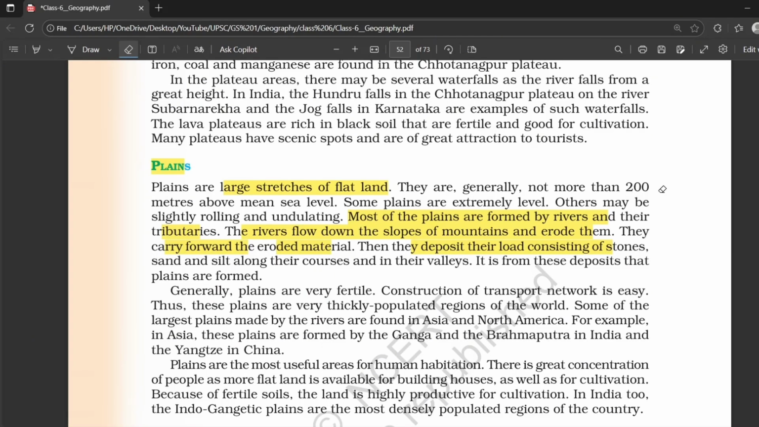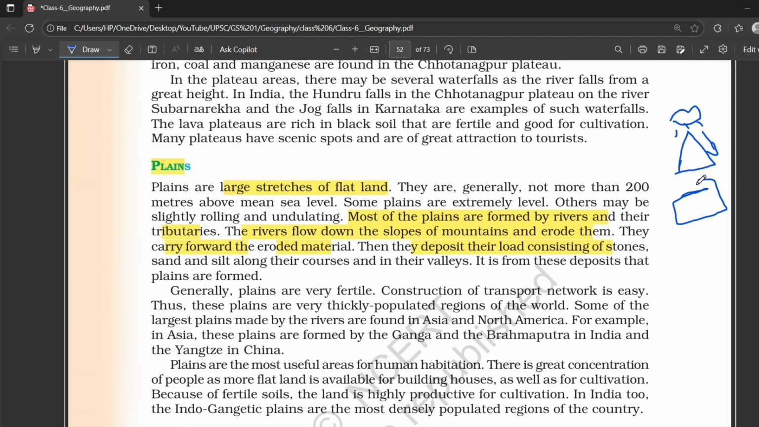For example, suppose this is a mountain. When it rains, the rivers start flowing down the slope. While flowing, they erode rocks and soil from the mountain. The river carries the eroded material, for example, mud, silt, sand, and pebbles. When the river slows down in the lower areas, it deposits the material it carried. Slowly, these deposits build up and form flat lands. This is how plains are formed. For example, the Indo-Gangetic Plain, one of the largest and most fertile plains in the world.